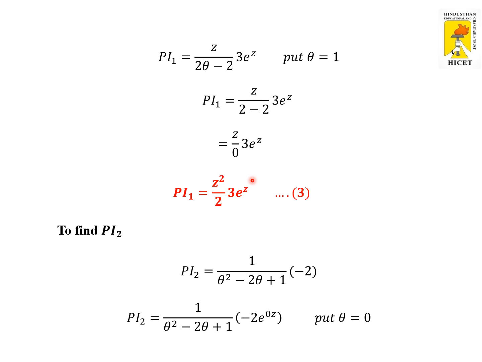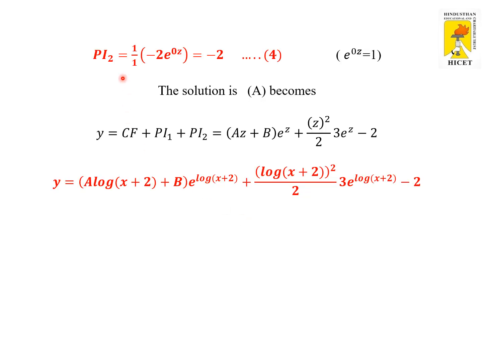So directly this is our particular integral 1. Next we find particular integral 2: 1 by (theta squared minus 2 theta plus 1) into minus 2. Here we are having only a constant term. So we put e power 0z into the constant, because e power 0z value is 1. So this minus 2 becomes minus 2 e power 0z. So directly put theta equal to 0. So we get 0 minus 0 plus 1. So now our particular integral 2 is 1 by 1 into minus 2 e power 0z. So e power 0 is 1, so we get directly minus 2. Take this as equation number 4.